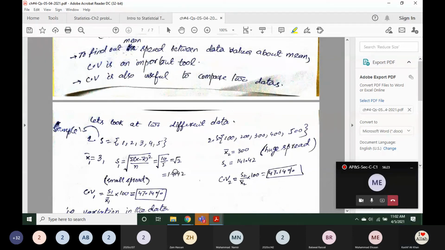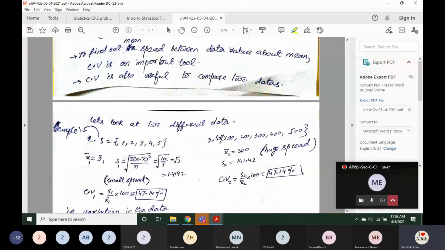So here the standard deviation value is smaller, so that means you see a small spread. You can easily view it: 1, 2, 3. There is a spread of 1 between every two consecutive values. And between the first and the last value there is a spread of 4 units, but here there is a spread of 400 units between the first and the last value.